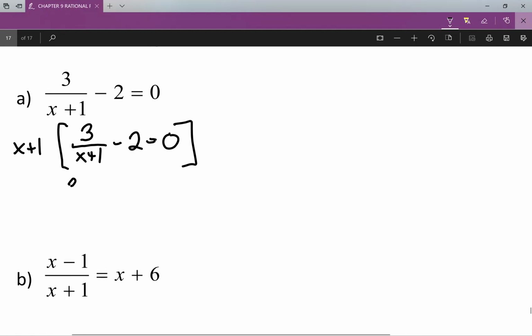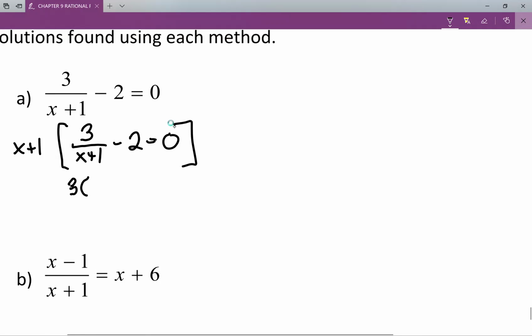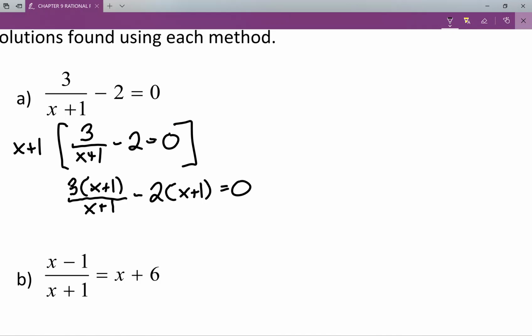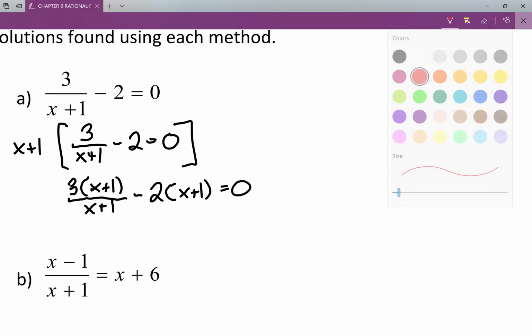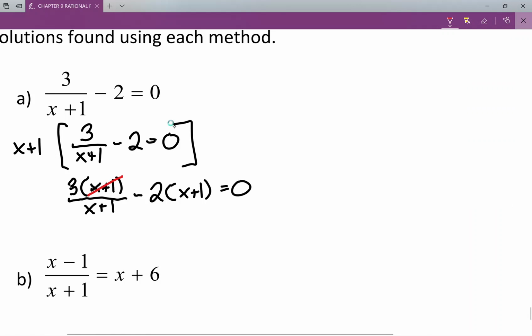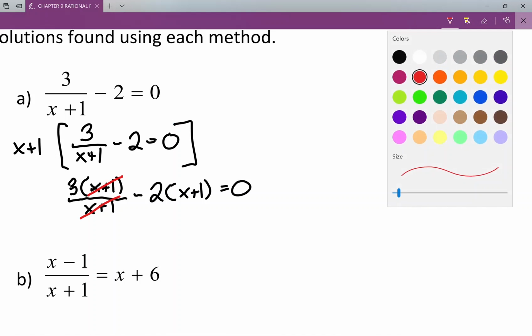So I get the 3, bracket x plus 1. Sorry, my pen is acting a bit funky today. All over x plus 1 minus 2 multiplied by the x plus 1, and that would equal the 0 multiplied by the x plus 1. Now, looking right here, we see, lo and behold, I get a cancel, and I get a cancel.